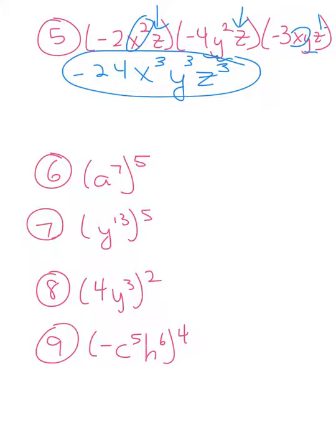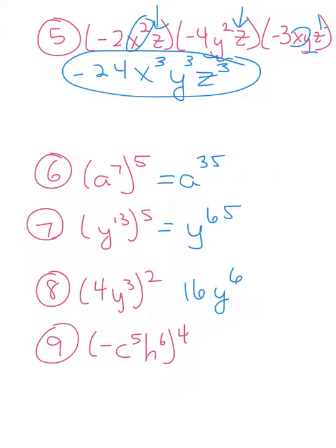Now we're going to work with our power to a power property. So again, a to the 7th raised to the 5th. I'm going to multiply, so it gives me a to the 35th. In number 7, I have y to the 13th raised to the 5th power, which leaves me y to the 65th. In number 8, I'm going to take 4 to the 2nd power, which gives me 16. And then y to the 6th, since I'm multiplying the powers.